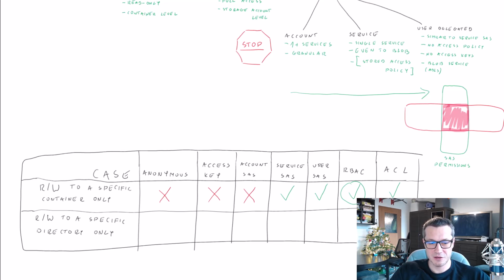So anonymous access, well, obviously it still won't work because it gives us read access. And secondly, it can be set at the container level, so for sure not. The access keys, again, they will not work because they give us full access at the whole storage account level. Account SAS tokens, no, we cannot be that granular, so no, it won't work. Then service level SAS tokens.